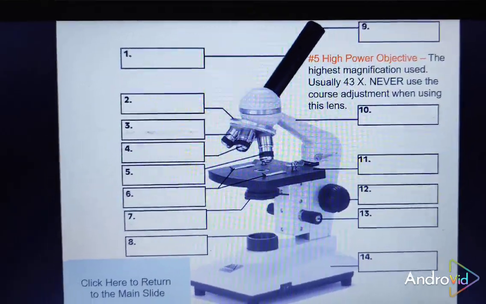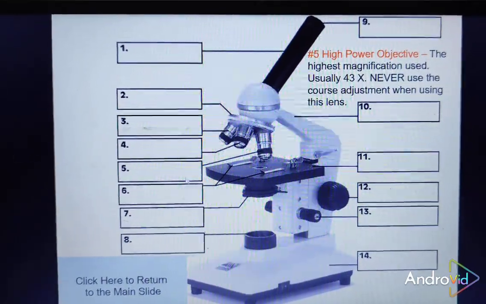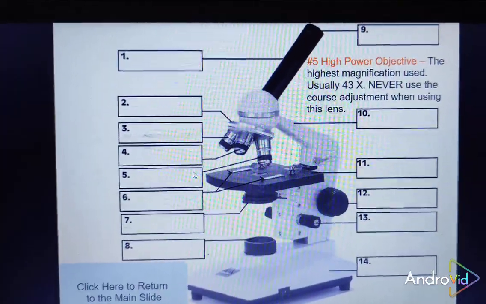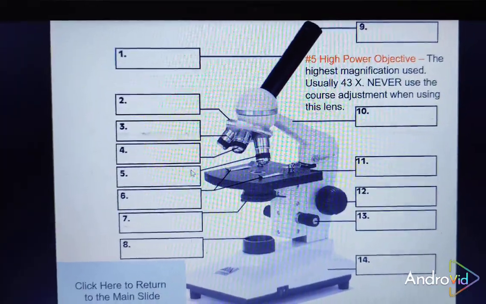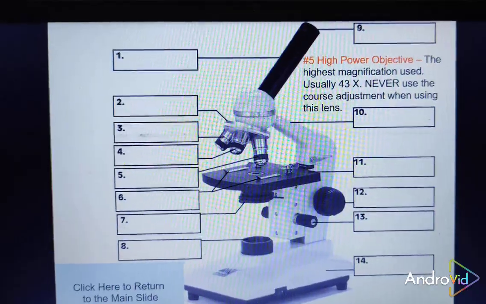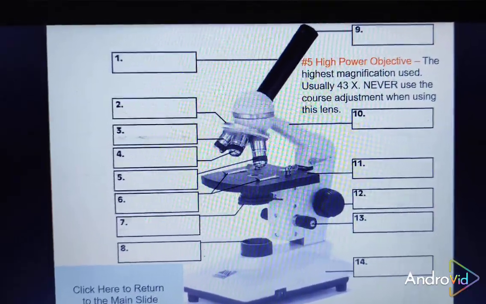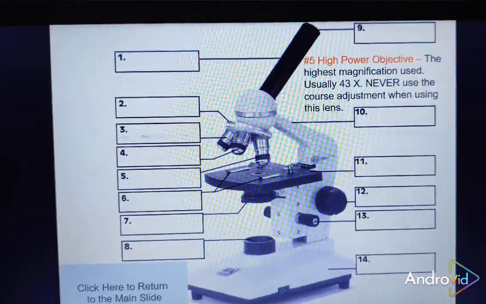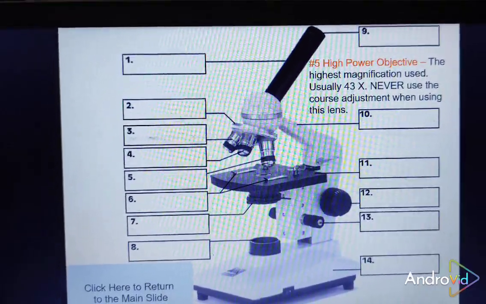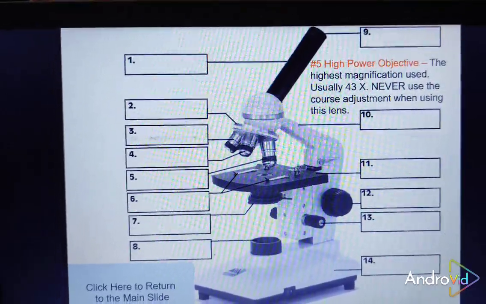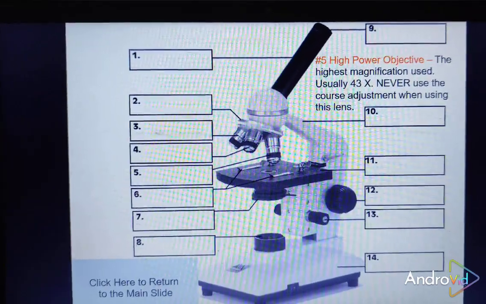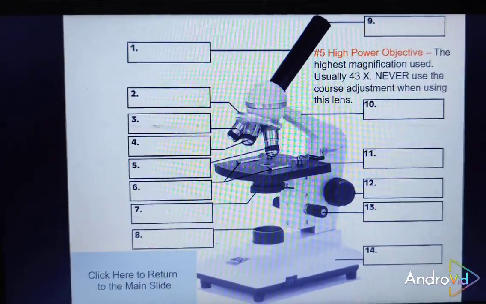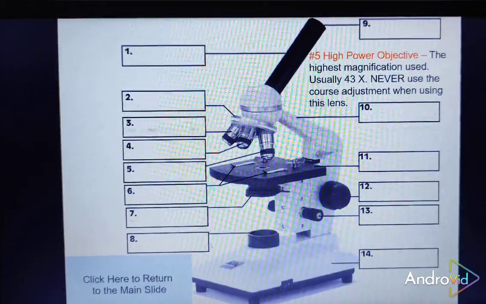Then the high power objective lens over here is of 40x or 45x. Apart from this high power objective lens, there is one more objective lens in a microscope, that is called 100x. The high power objective lens 100x is also called the oil immersion objective lens. It has more magnification power than the other objective lenses.